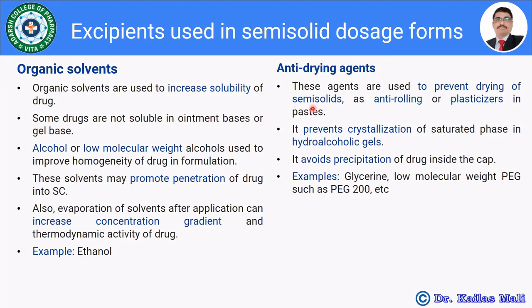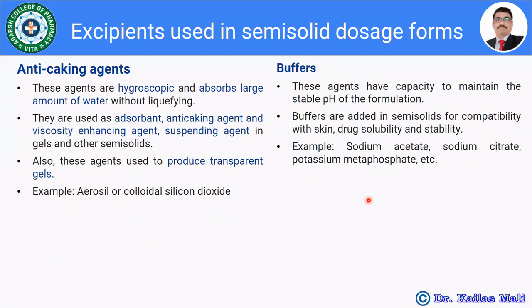So these agents prevent the drying of semi-solids as anti-drying agents or plasticizers in the paste. They prevent the crystallization of the saturated phase in hydroalcoholic gels. It avoids precipitation of drug inside the cap, that is, the container. For example, glycerin and low molecular weight PEG, such as PEG 200. They simply act as a humectant, that is, the anti-drying agent. So they prevent the crystallization as well as the drying of the semi-solid formulation. For example, glycerin or PEG 200.